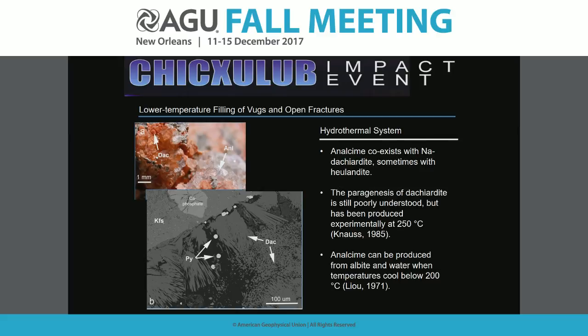Analcime, as I said, coexists with the sodium dachiardite, sometimes with heulandite. The paragenesis of dachiardite is still poorly understood, but has been reproduced experimentally at around 250 degrees. Analcime can be produced from albite and water when temperatures cool below 200 degrees.